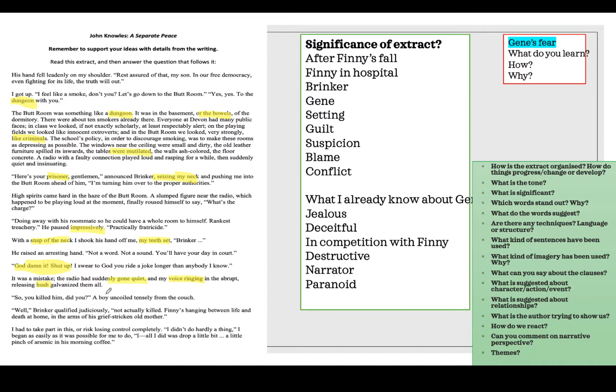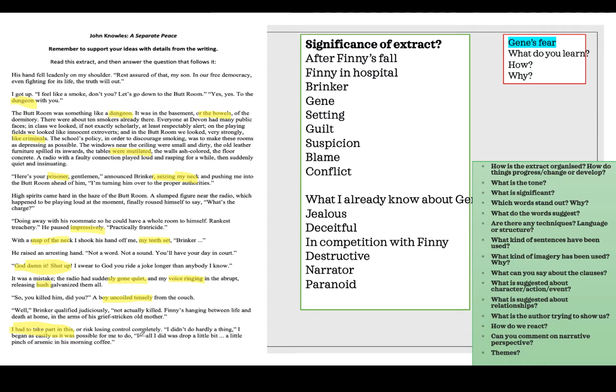So if we move on, we have this imagery, a boy uncoiled tensely from the couch. Again, very animalistic, almost like a snake getting ready to attack. Then we have this down here, I had to take part in this or risk losing control completely. So this is Gene trying to qualify what he's about to do. This is Gene's explanation of what he's doing, and it may be interesting later on.